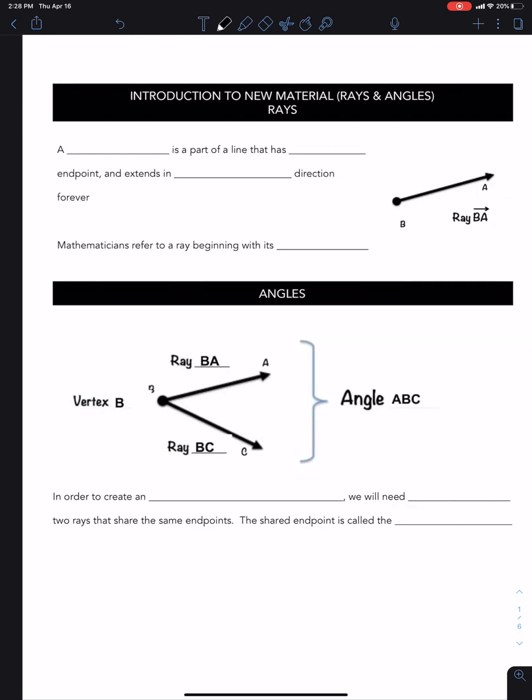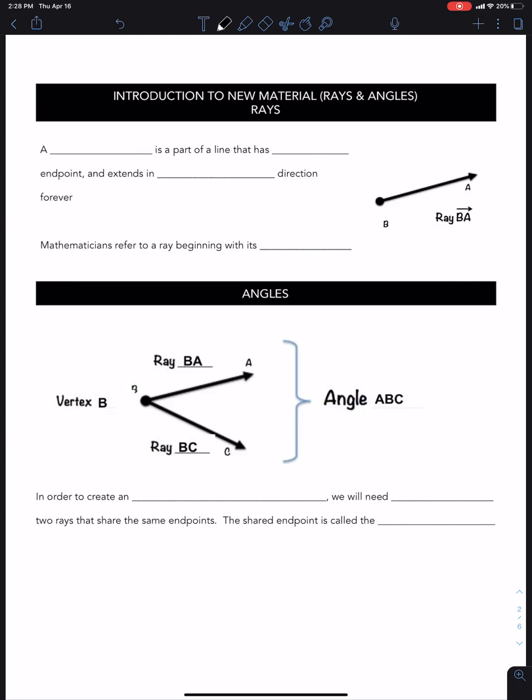All right. On to the next section, introduction to new materials. Today we're going to be talking about rays and angles. Don't know why this says rays there. You are filling out your notes as this is going on.